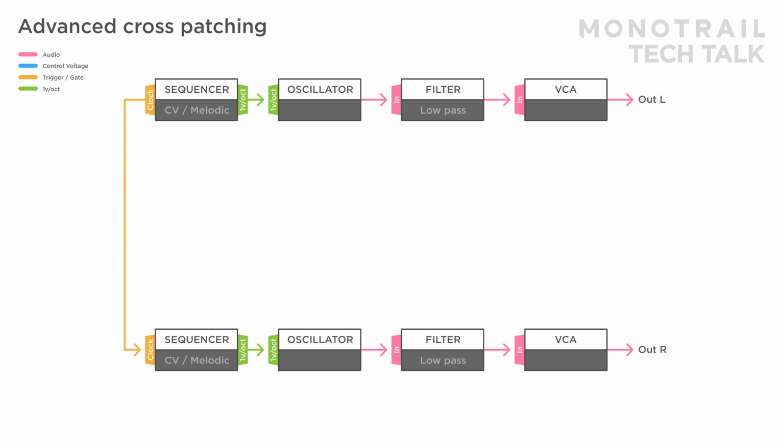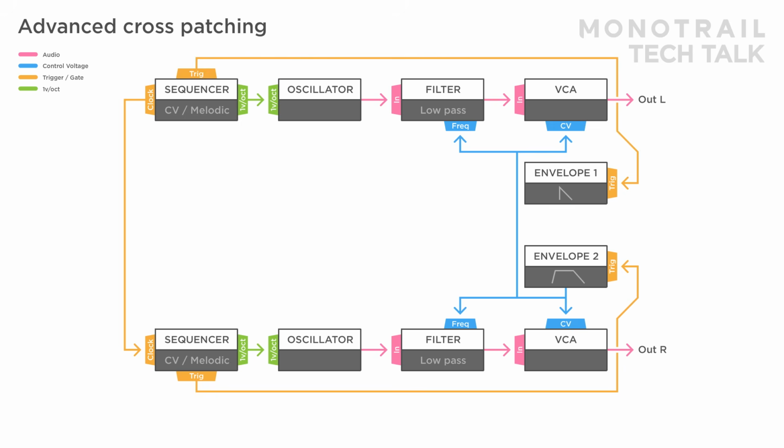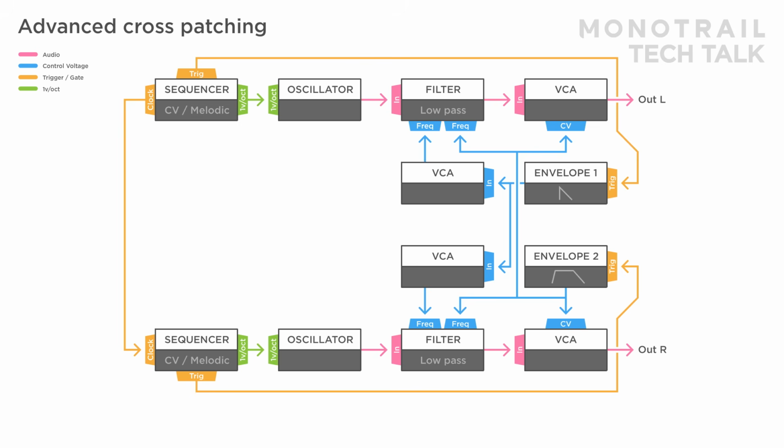Here's a panner variation. In this setup, a slow sequence is used for the second voice, triggering a slow envelope modulating both voices at the same time. A faster sequence is used for the first voice, triggering a plucky envelope sent to two VCAs for a panner setup. The VCA outputs are sent to modulate the filters of both voices.